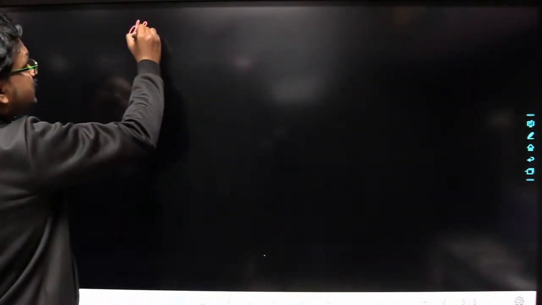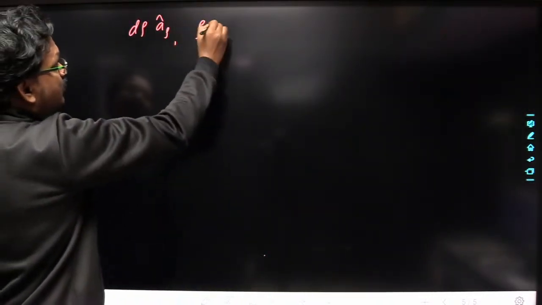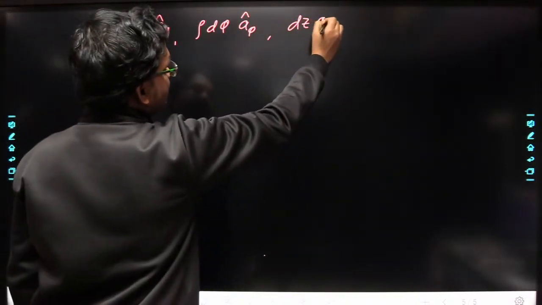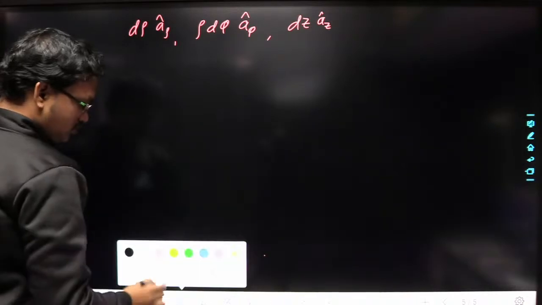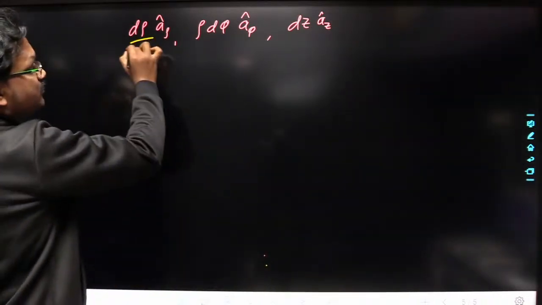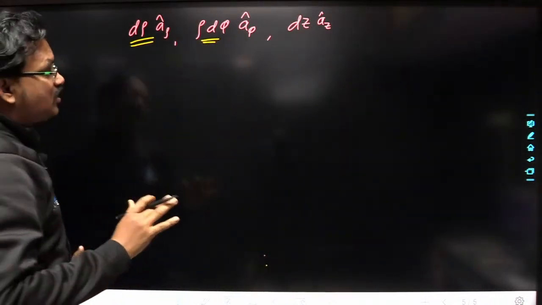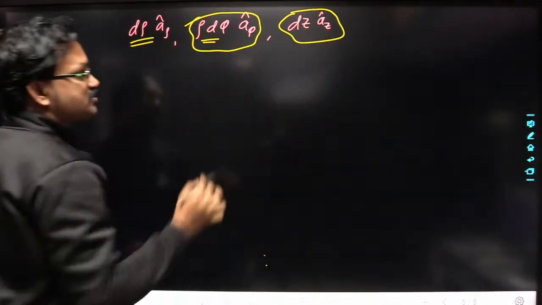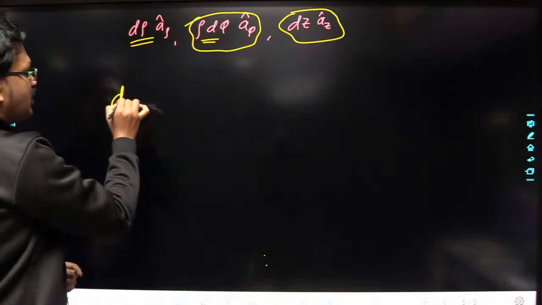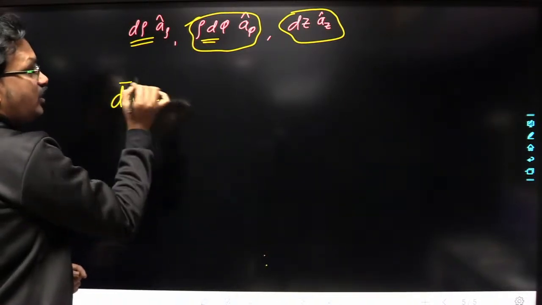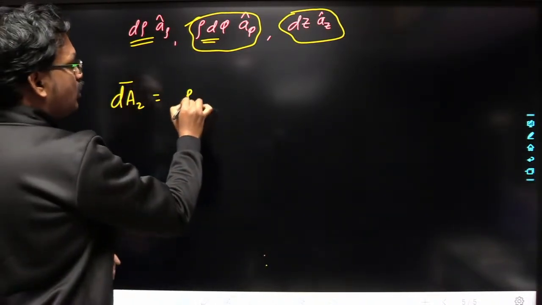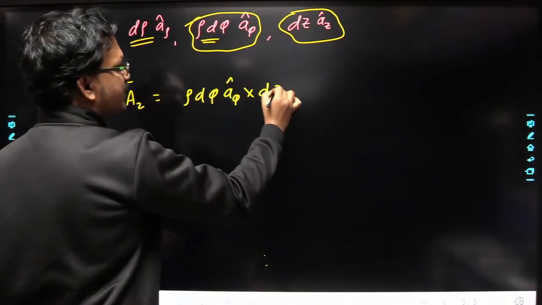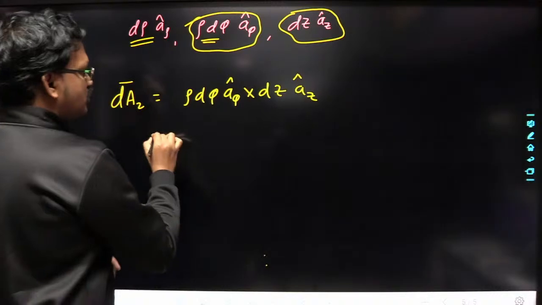So the differential lengths are d rho a rho cap, rho d phi a phi cap, dz az cap. Okay, so we have done the cross product between these two and got one surface. Now we are going to do the cross product between these two differential lengths. So that differential area I am calling dA2 bar. So what you are going to get here? Rho d phi a phi cap cross dz az cap.